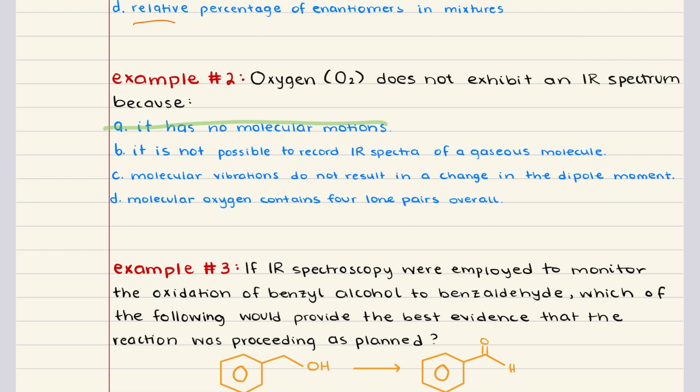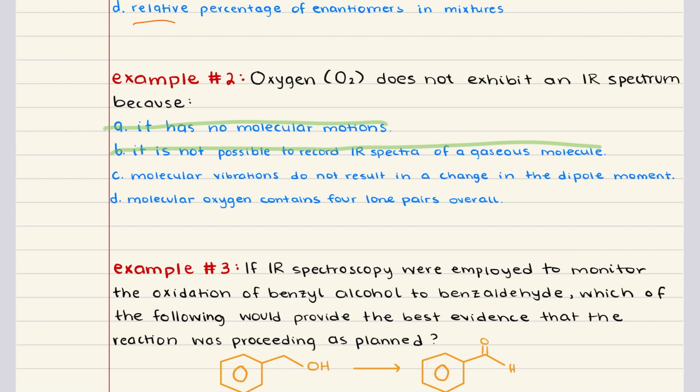Option B says it is not possible to record IR spectra of a gaseous molecule. That's also incorrect. We routinely record IR spectra of gases, especially small ones like carbon dioxide. The physical state of the sample doesn't prevent us from collecting an IR spectrum. What matters is whether the molecule meets the conditions to absorb infrared light. So we can also eliminate B.